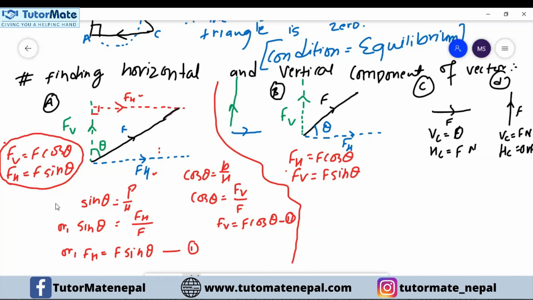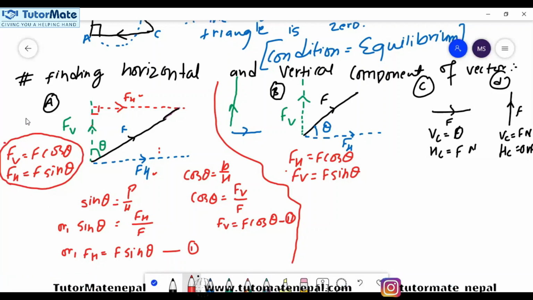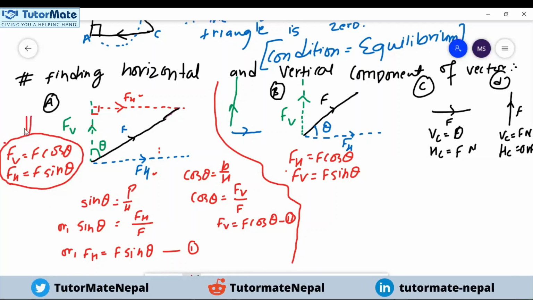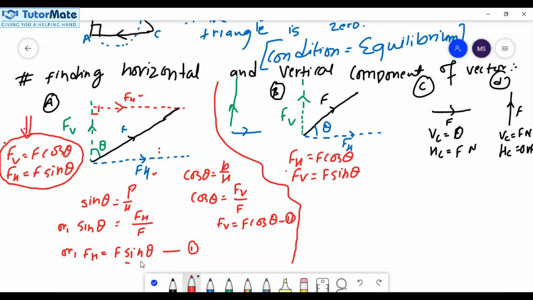So it is easier to remember this one, but after knowing this derivation, it would be even easier, isn't it? If you get confused in an examination or while solving this type of question, you can still derive. You can put in a little effort and derive the FV and FH and find the value.